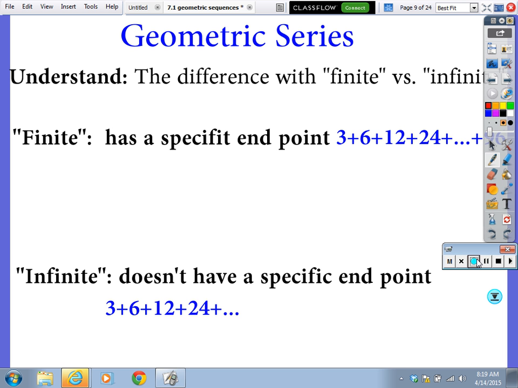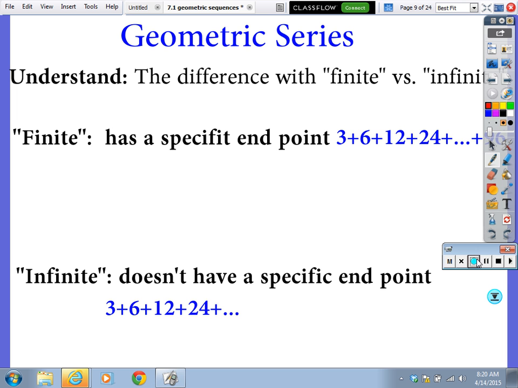It is going to be, each term is going to have a common ratio, but instead of a comma, it's going to have an addition sign. So we're going to be finding the sum of a bunch of numbers that have a geometric pattern. Okay? What you do need to understand, though, is there's a difference between finite geometric series and infinite geometric series. A finite geometric series has a specific endpoint.